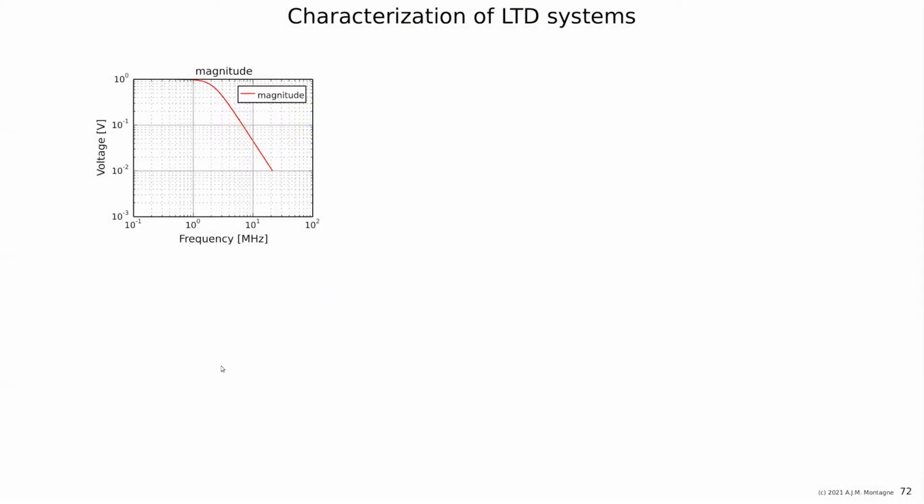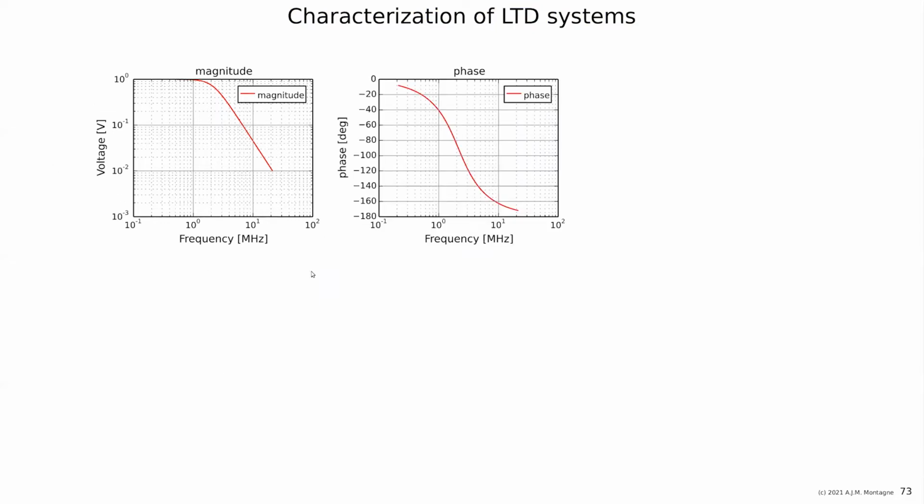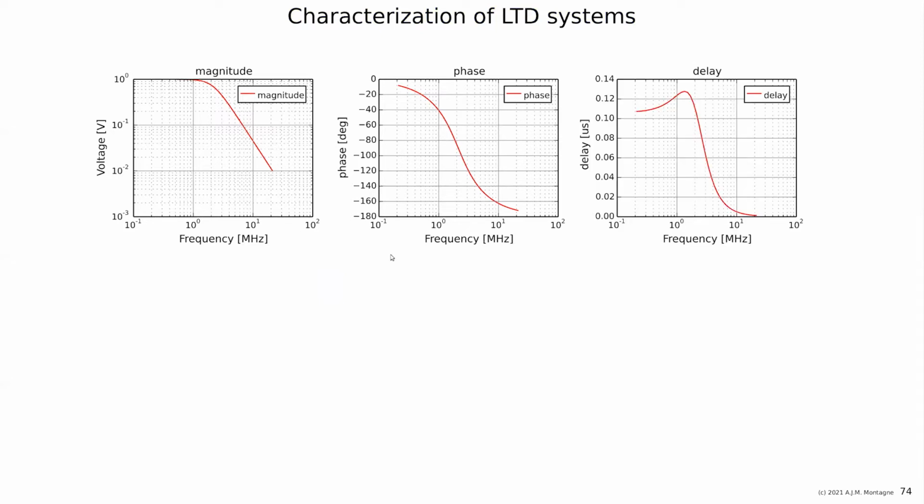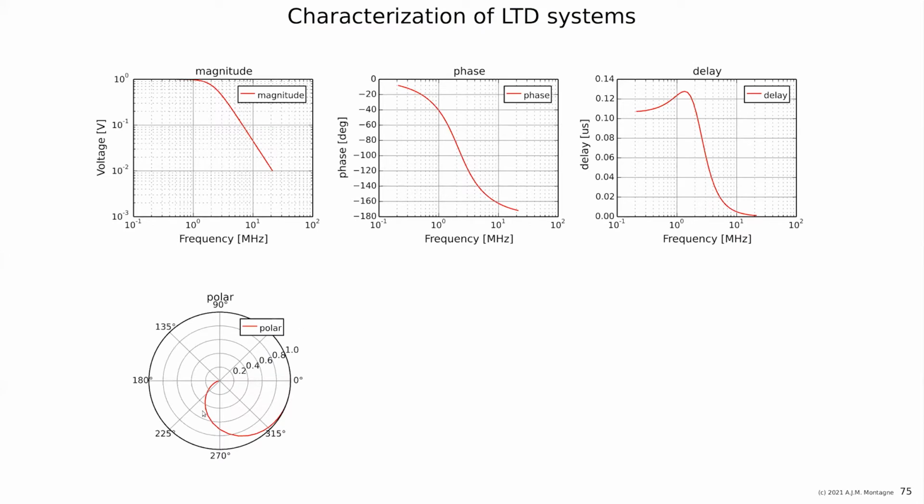Here we have a magnitude plot. So the frequency and, for example, voltage. Here we have a phase plot belonging to the same system. Here we have the group delay, which is minus the derivative of the phase versus omega, which is the delay plot. Then we can make a polar plot in which the length of the vector is the magnitude and the angle is the phase.